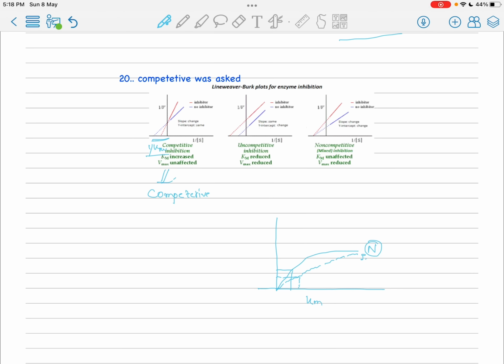In case of competitive, Km is increased, so simple, just Km is changed, Vmax is unchanged, it is the same. You can see the 1 by Vmax is not changing, so it is at a single point in case of both inhibitor and non-inhibitor, and here the Km is changed, so this is competitive inhibition.